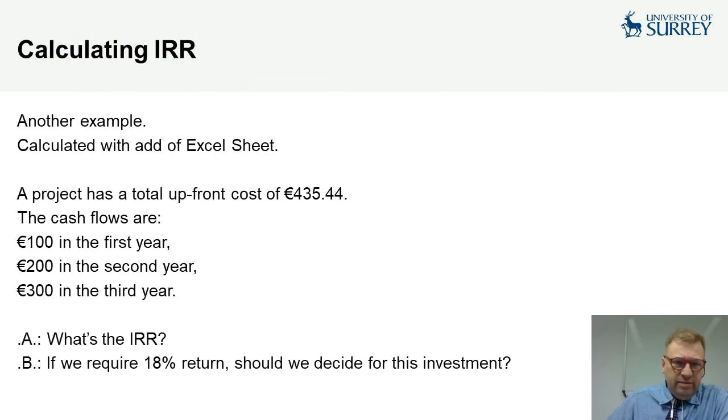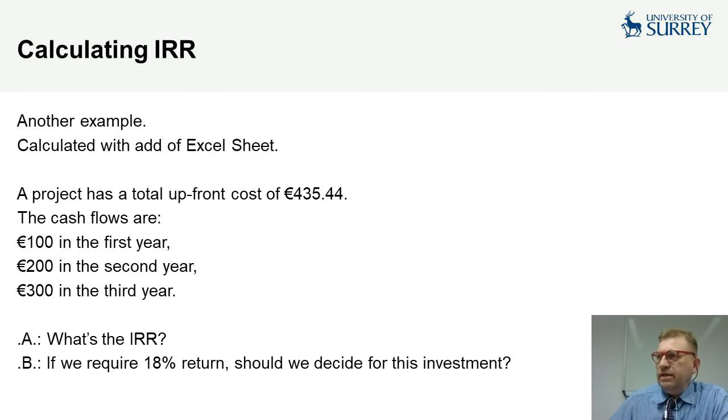Because as a matter of fact, we could use an Excel sheet. So this is the idea. We have this investment at 435.44. Then the cash flows are 100 in the first year, 200 in the second year, 300 in the third year. And our question is as simple as that. What is the IRR? And the second, if we require 18% return, should we decide for this investment or not?